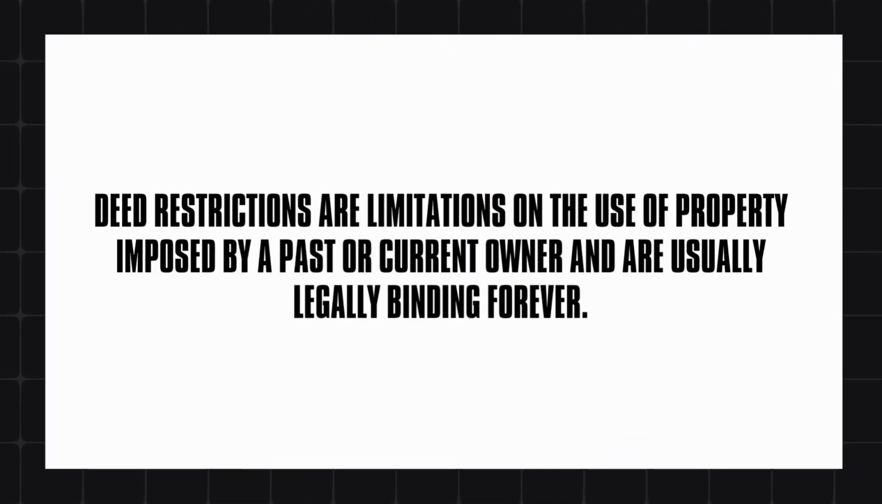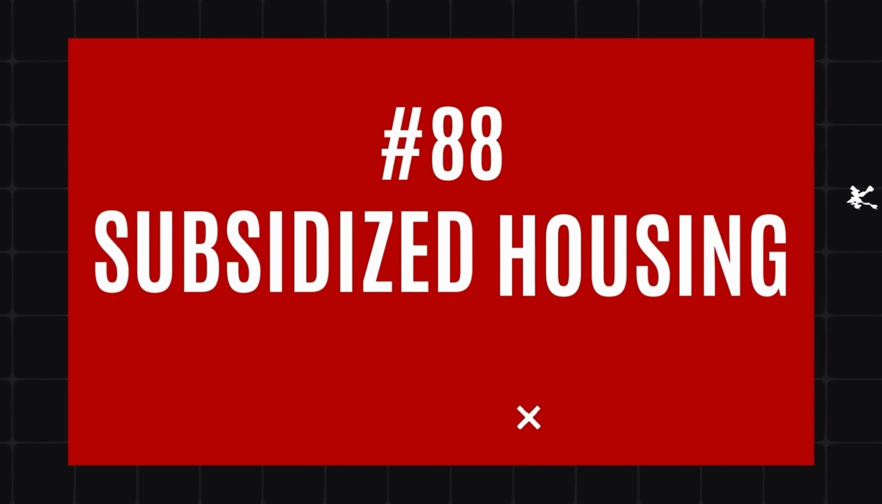Deed restrictions define legally binding limitations on property usage set by past or current owners that typically remain in place indefinitely, shaping the property's present and future development. Imagine, in a suburban neighborhood, a homeowners association enforces a deed restriction limiting house colors to neutral shades. This preserves the community's aesthetic and maintains property values over time. Fasten your seatbelt, here comes another term: subsidized housing.